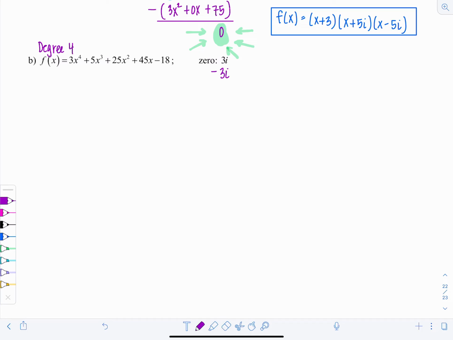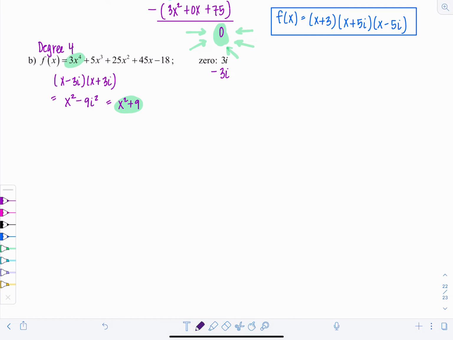I'm missing 2 more. So in order to get them, I'm going to divide f of x by x minus 3i and x plus 3i. And think about it, this is going to give me x squared minus 9i squared, which is x squared plus 9. If I divide f of x by x squared plus 9, my quotient is going to be degree 2. And that's exactly how many zeros I'm missing. So they're both going to be sitting in the quotient, in the result from my division problem.